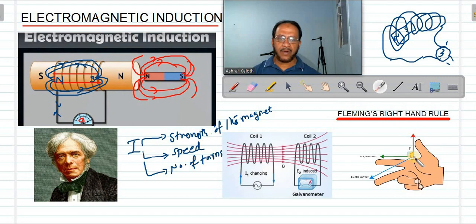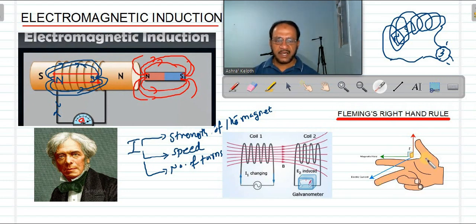Then if your thumb points in the direction of motion of the conductor, not the magnet, direction of motion of the conductor or force acting on the conductor, the index finger points in the direction of magnetic field. Then the middle finger will give the direction of induced current.